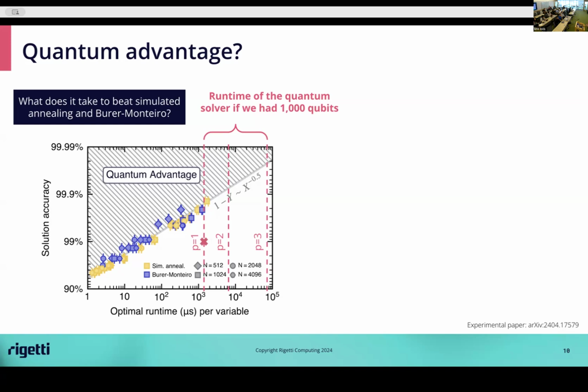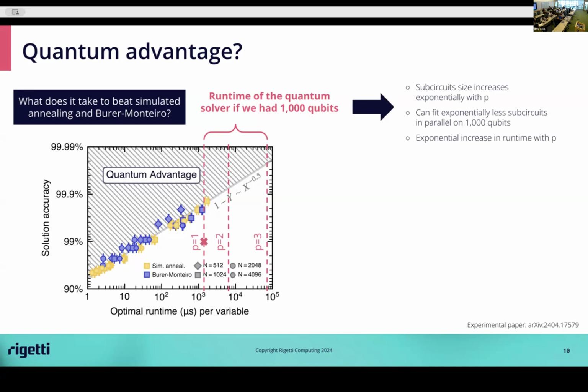And if you look a bit more closely on the x-axis, you will see that from p equal 1 to 2 to 3, it grows exponentially. You get about an order of magnitude in runtime every time you increase p by 1. And we understand that, right? Because we are using our light cone decomposition, and the subcircuit size increases exponentially with P. And the size of our quantum computer is fixed. So you need to put in there as many subcircuits as possible, but the size of the subcircuit increases exponentially, while the size of the quantum computer is fixed. So that's why you get an exponential runtime with P.